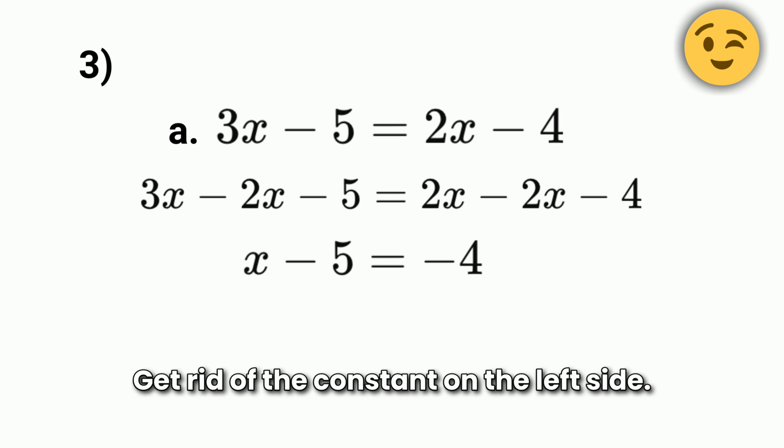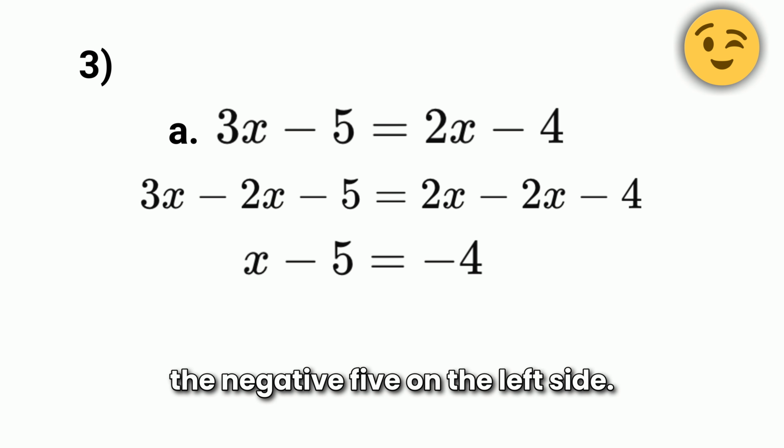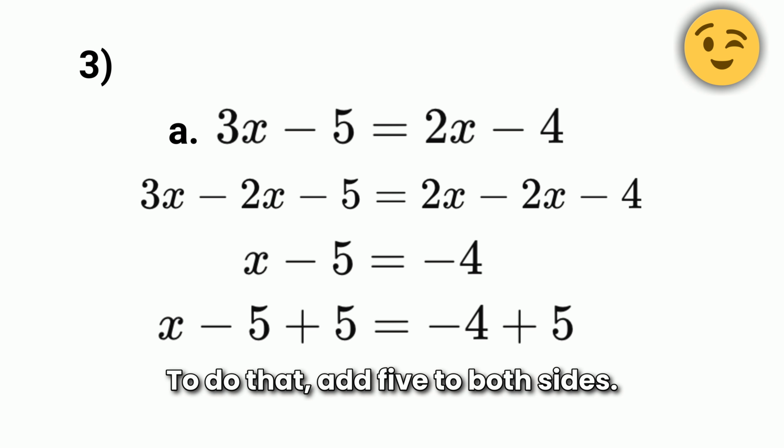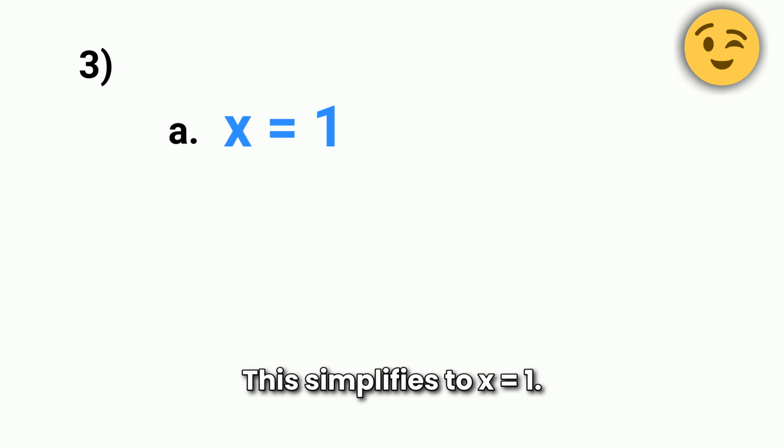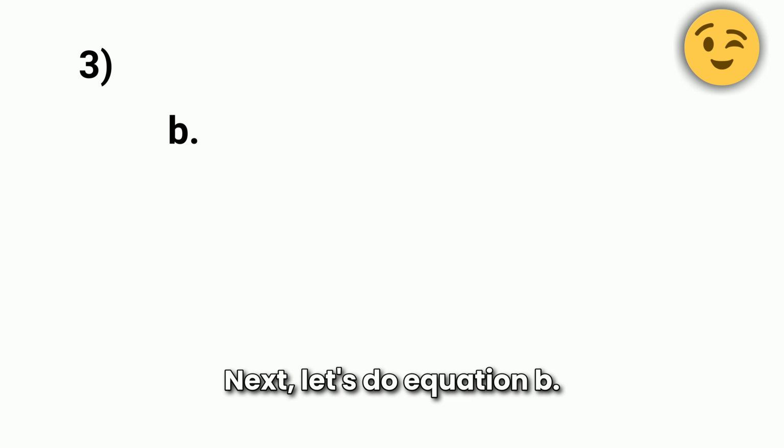Step 2. Get rid of the constant on the left side. Now you want to get rid of the negative 5 on the left side. To do that, add 5 to both sides. X minus 5 plus 5 equals negative 4 plus 5. This simplifies to x equals 1. So the solution is x equals 1. Next, let's do equation B.